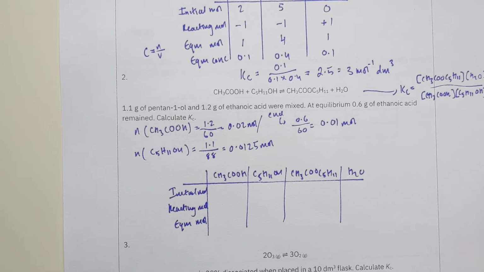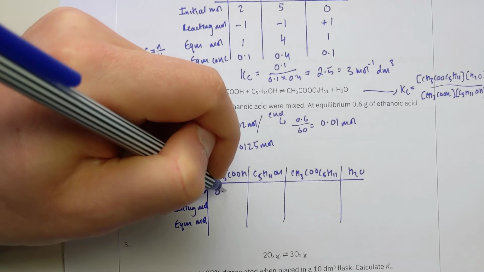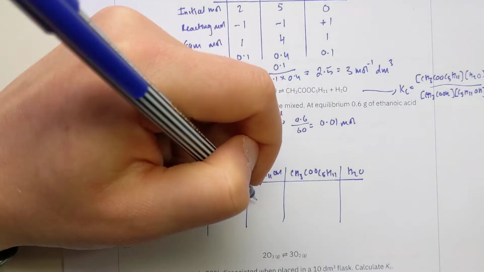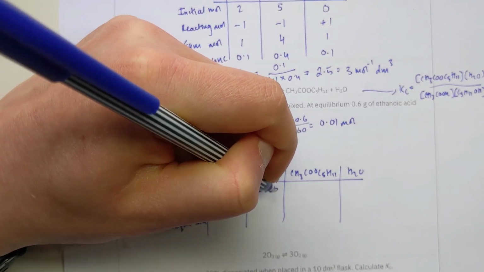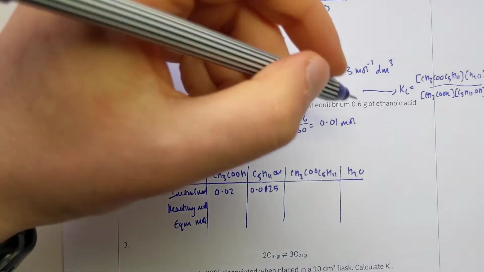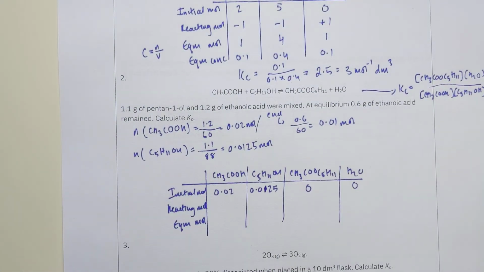So, initial moles. I had 1.2 grams of ethanoic acid. I worked out that is the same as 0.02 moles of it. I have 1.1 grams of pentanol. I've worked out that that's 0.0125. I didn't have any of either product at the start because it didn't tell me I had any product at the start.